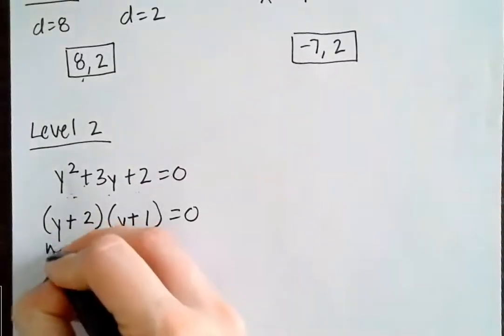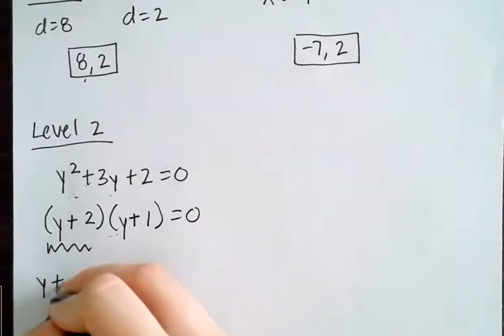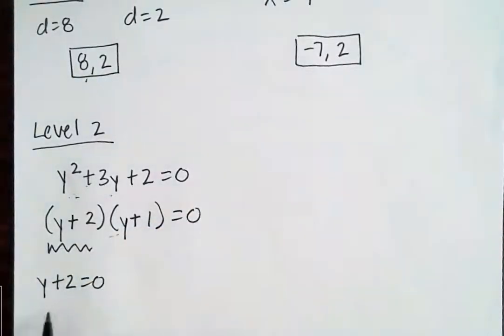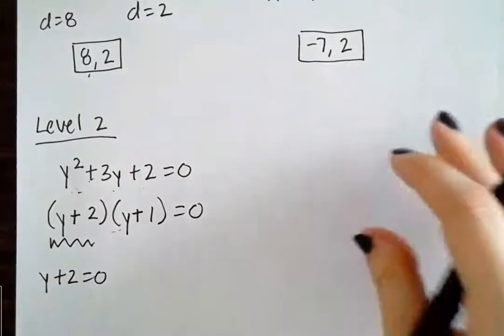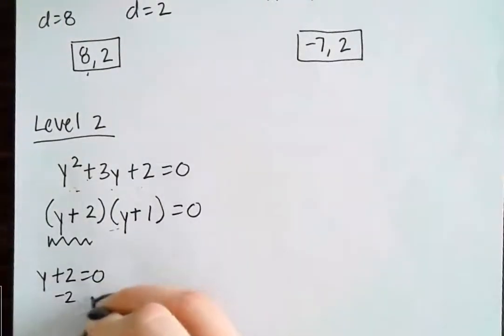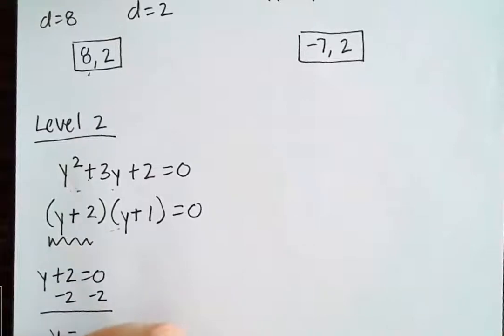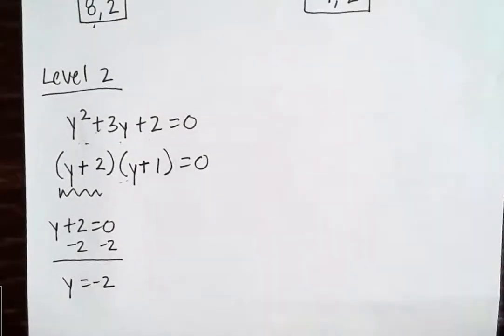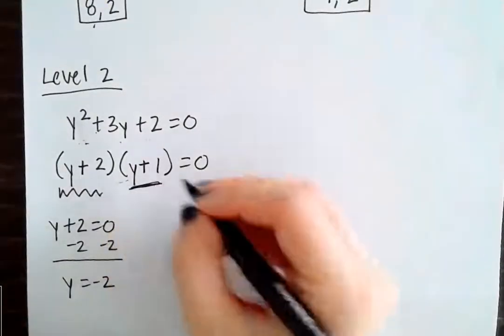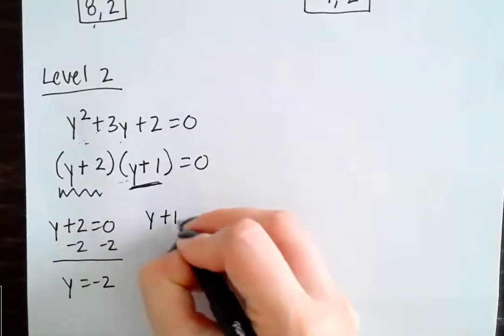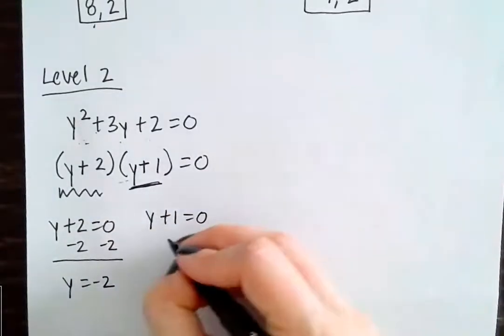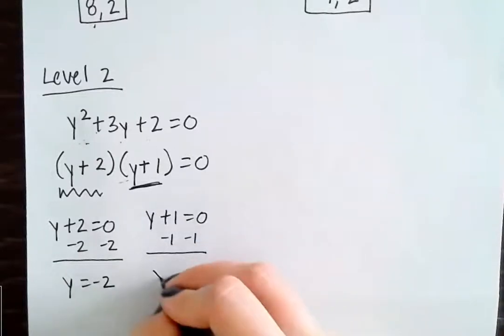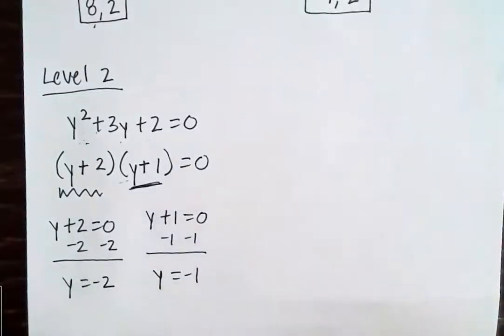Now we're going to set each of our factors equal to 0. I want to get y by itself, subtract 2. So y equals -2. Oops. Go like this a little bit. There we go. Do the same thing here. Y plus 1 equals 0. Subtract over my 1. Y equals -1. So our answer is -2, negative 1.